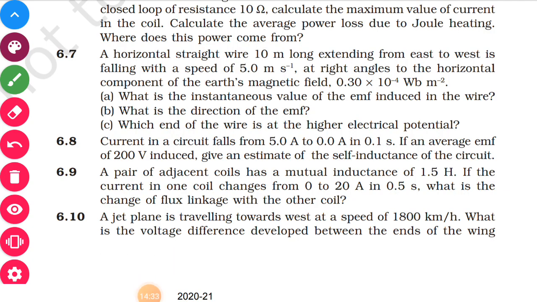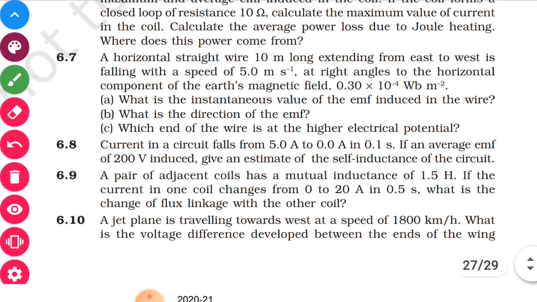Now numerical number 6.7. A horizontal straight wire 1 meter long extending from east to west is falling with a speed of 5 meter per second at right angle to the horizontal component of the Earth's magnetic field, whose value is 0.3 into 10 raised to minus 4 Weber per meter square or Tesla. What is the instantaneous value of EMF induced in the wire, the direction of EMF, and which end of the wire is at higher electric potential?